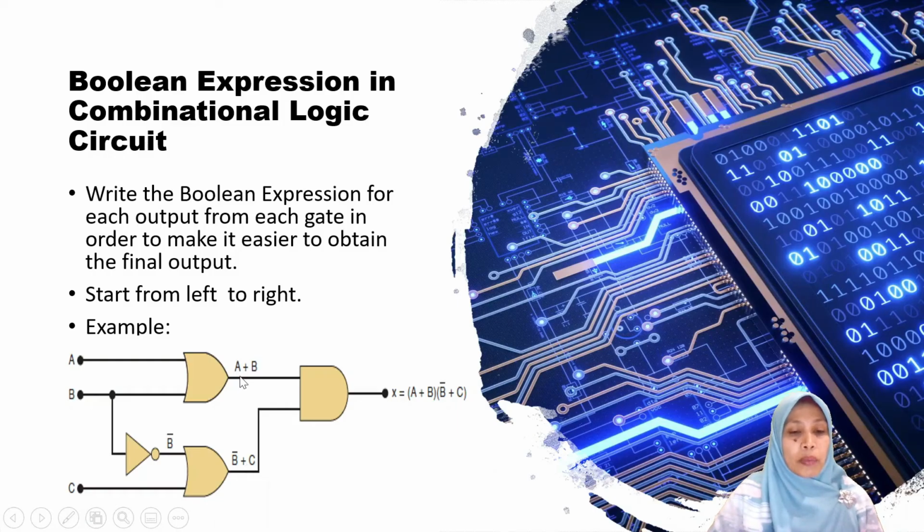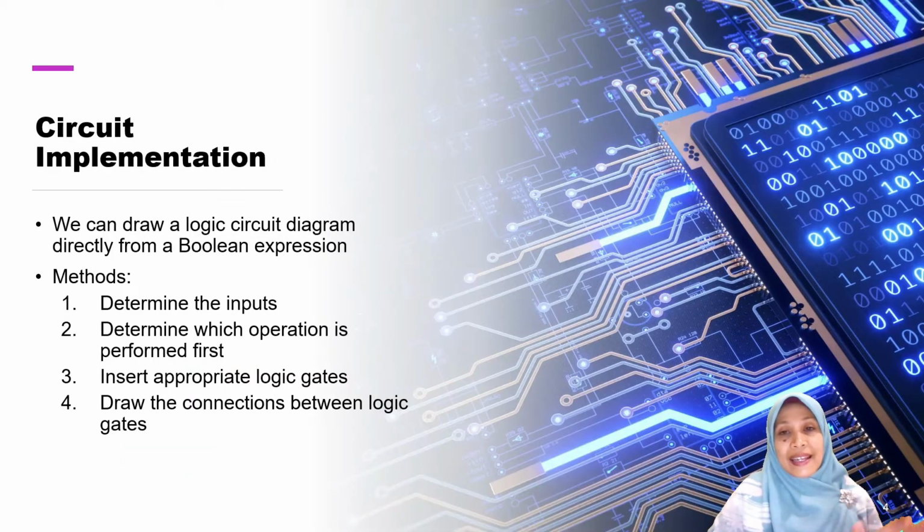Okay, and then both outputs of the OR gates are going to the AND gate. Alright, and then we get the output of the AND gate equal to (A plus B) dot (B bar plus C), where the brackets determine that it is an AND operation between the two inputs. Alright, okay, next slide is about the reverse operation of the previous slide.